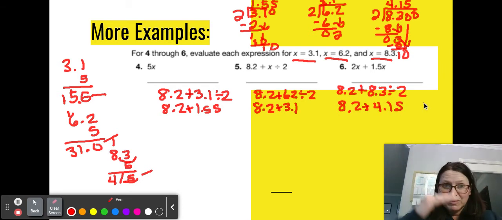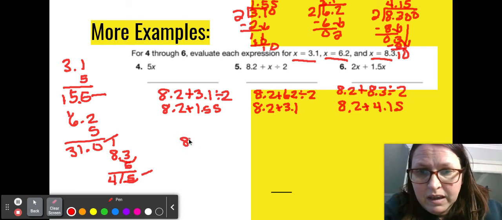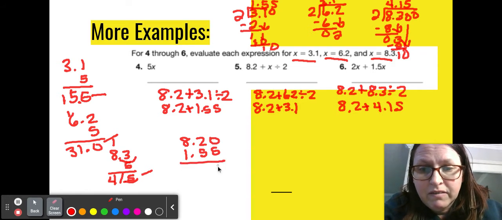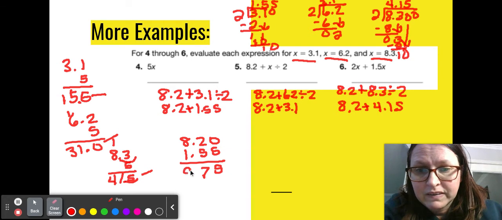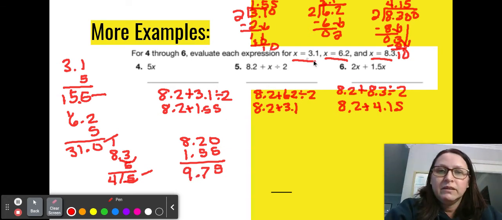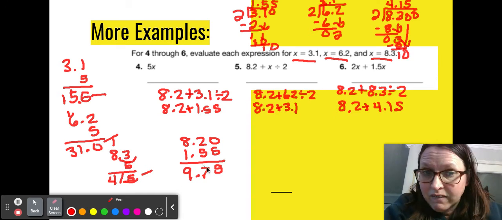Now I'm going to write them going down because I have an easier time doing that. So 8.2, 1.55. Put my 0 right here. 5 plus 0 is 5. 2 plus 5 is 7. 8 plus 1 is 9. And bring my decimal down. So when x equals 3.1, my answer is 9.75.